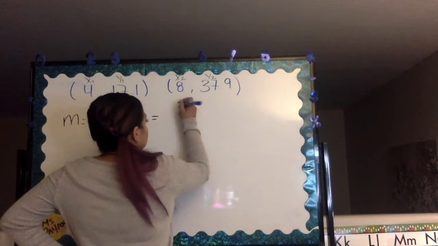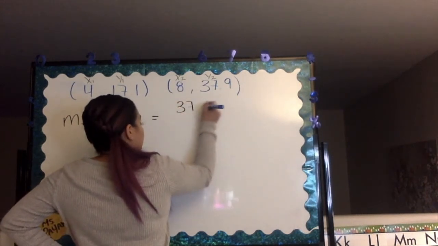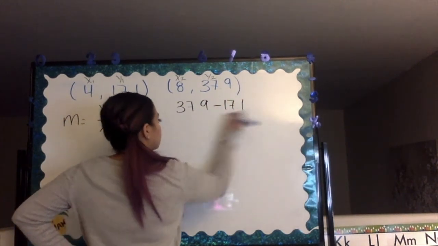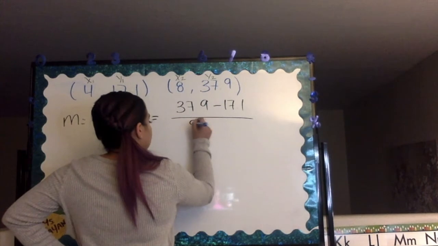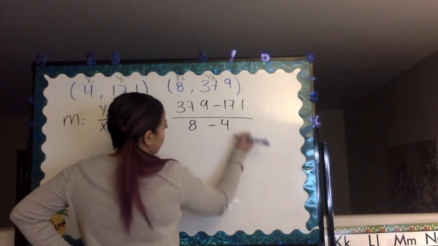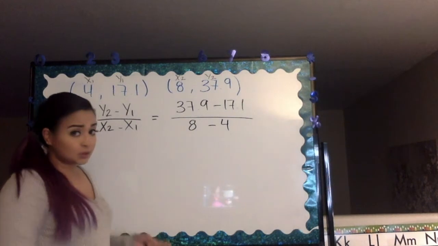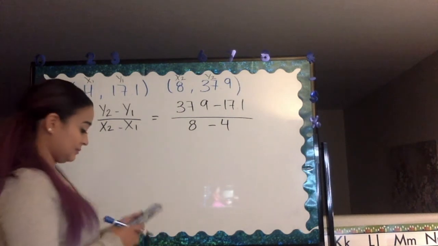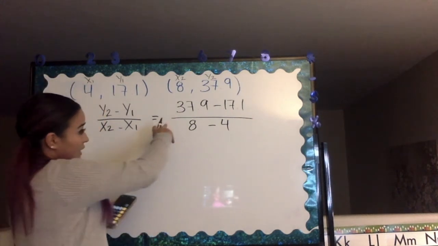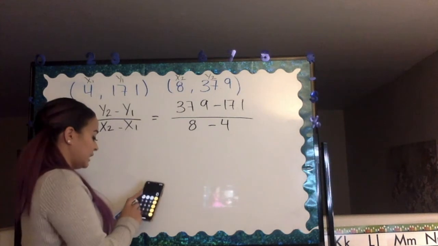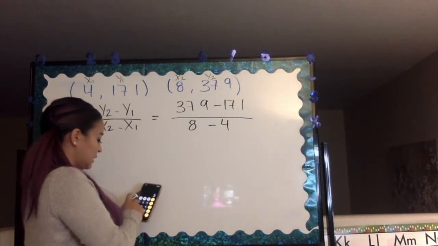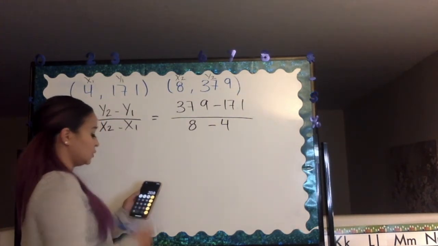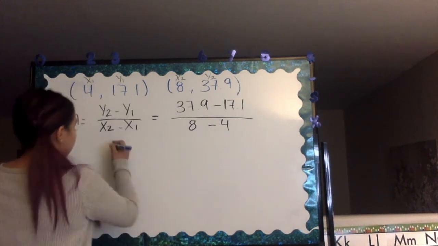We have y2, which is 37.9, minus 17.1, over 8 minus 4. And let's do the math real quick. Let's start with the top. You can feel free to use a calculator for this. So we're going to subtract 17.1 from 37.9. 37.9 minus 17.1 is equal to 20.8. So that's our top number.